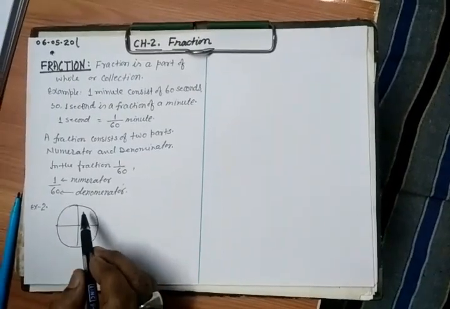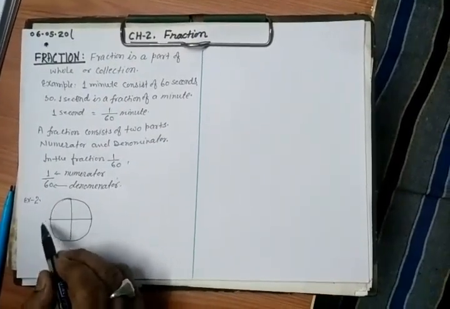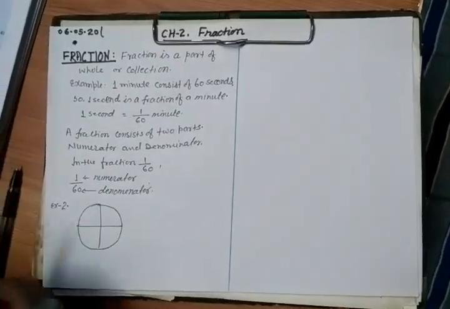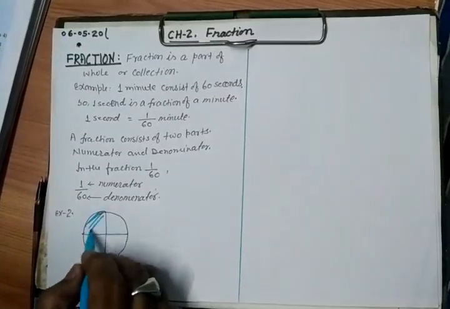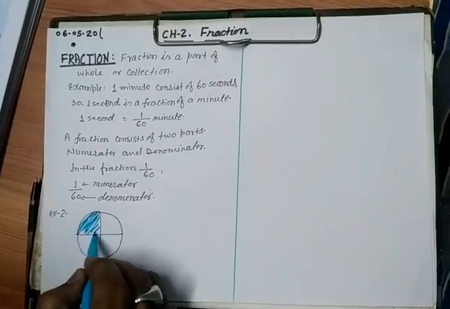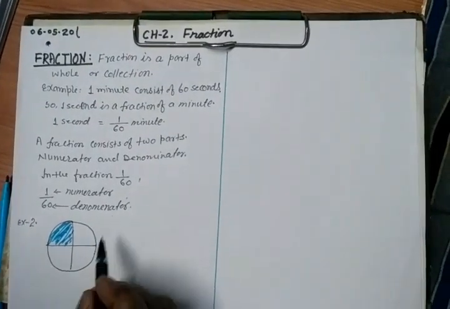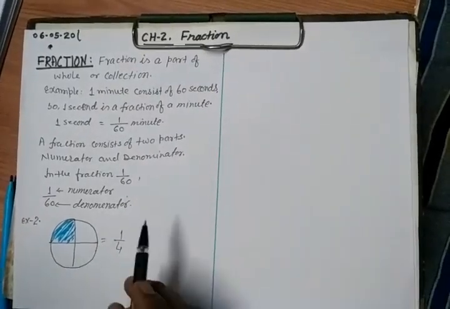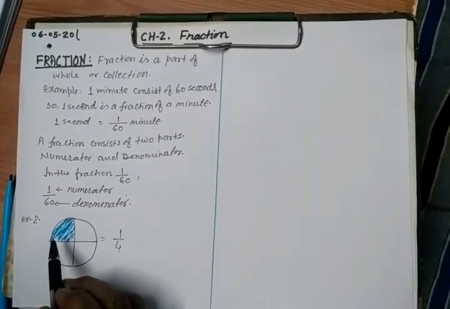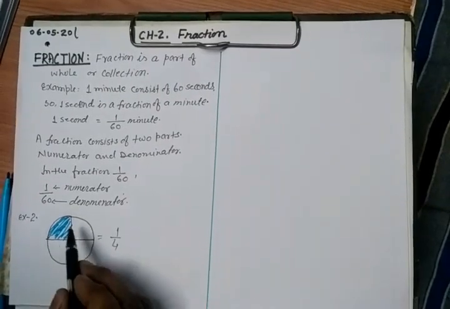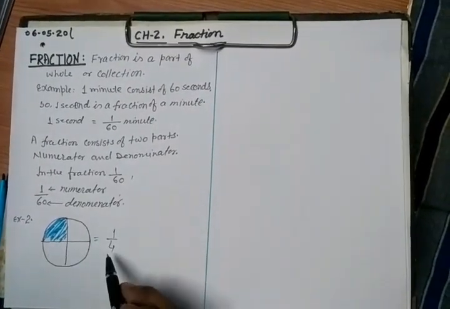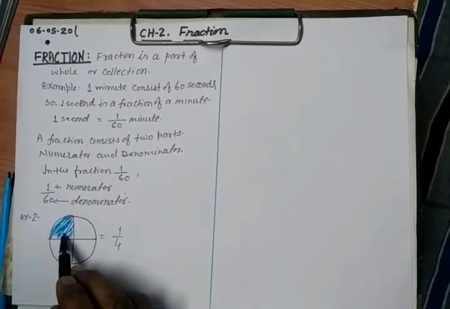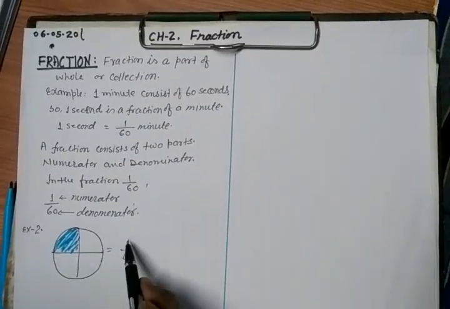Example 2: this is a whole, a circle, and I have divided it into 4 parts. This one part which is colored, its fraction is 1 by 4. By definition, we have seen that the part taken is called the numerator and the number of parts the whole is divided into is called the denominator. The whole is divided into 4 parts, so 4 is the denominator and one part is taken, that is the numerator, so the fraction is 1 by 4.